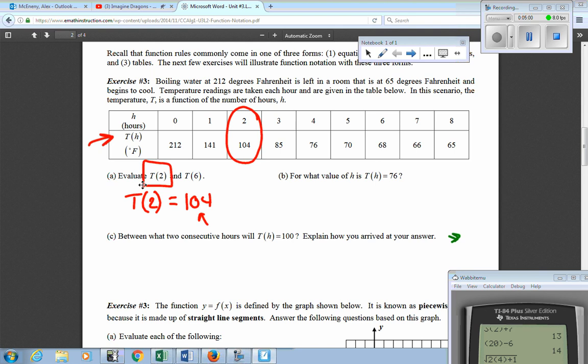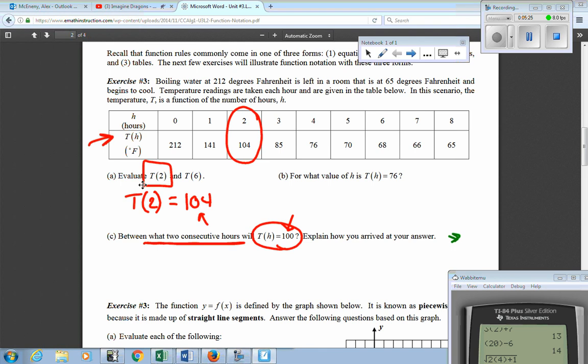Okay. So depending on what the input is or the output, that's what you're trying to look for. And then for part C, what 2 consecutive hours? Well, I don't see 100 on the table for a temperature, so you want to use the table to figure out which 2 whole hours it would be between. So that should be helpful enough with exercise 3 at the top.